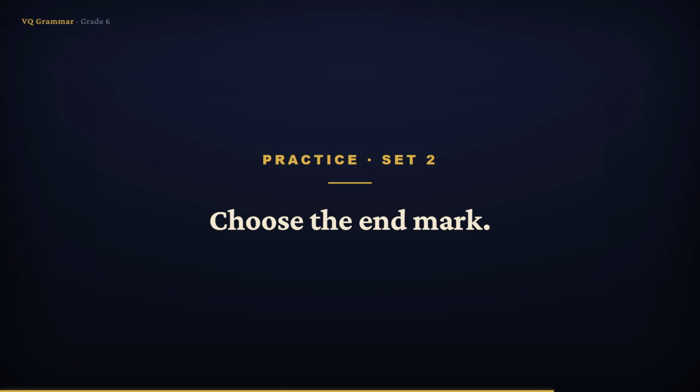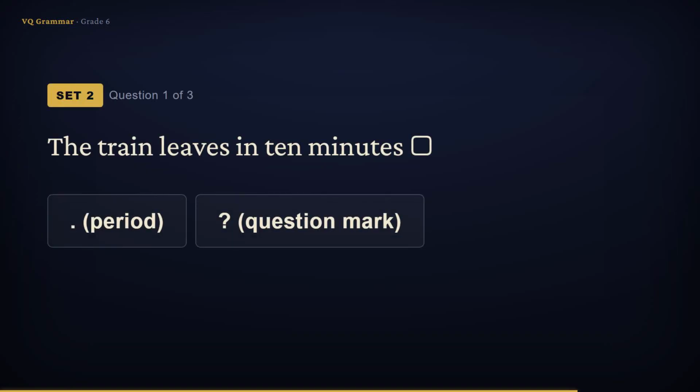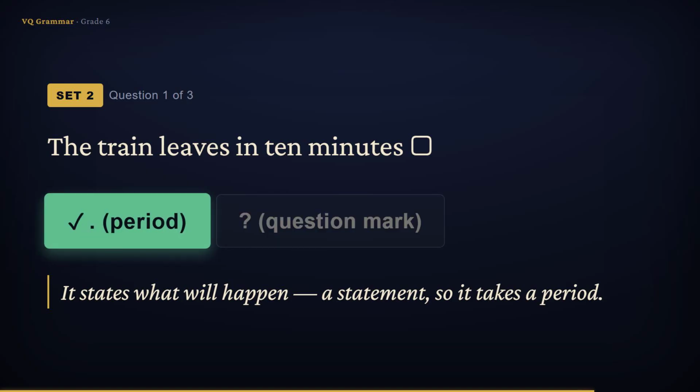Now each sentence is missing its end mark. Decide which one it needs, a period for a statement or a question mark for a question. Pause and try each before I answer. The train leaves in 10 minutes. This is telling you something that's about to happen. It's a statement, so it's declarative, and it needs a period. So the answer is the period.